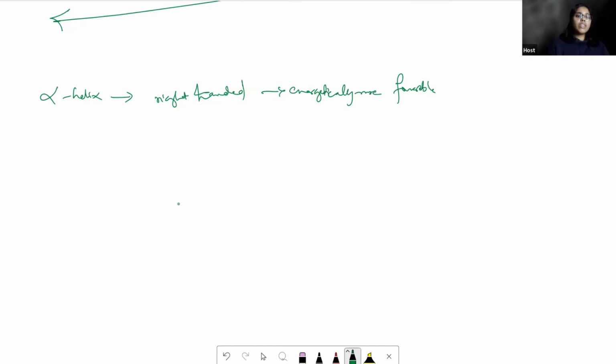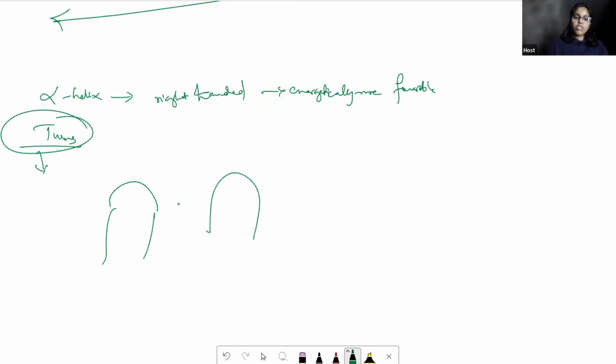Coming to turns, which are irregular structures. In case of turns, what happens? These turns are not exactly structures. They'll be present in between two beta sheets, or they'll be present in between two alpha helices. So these are turns. Turns can be of different types: alpha, beta, or gamma turns.